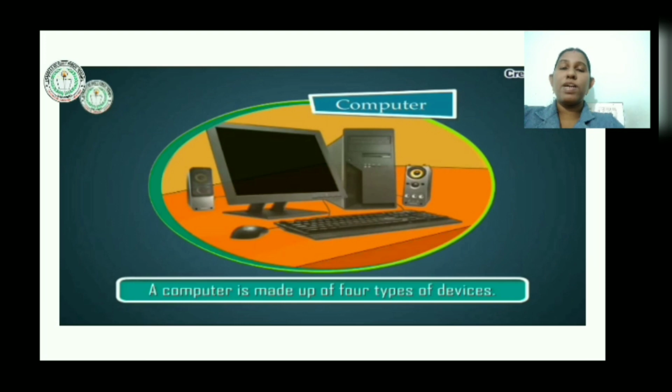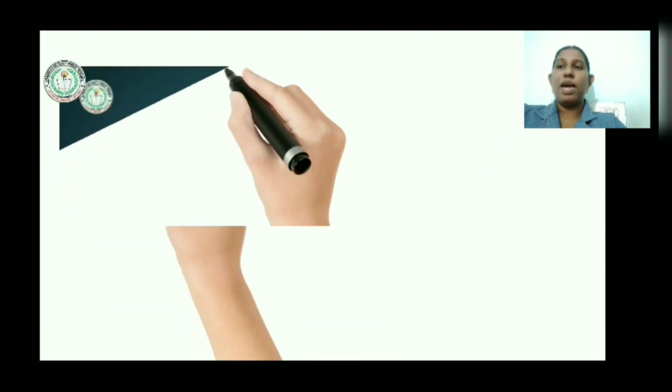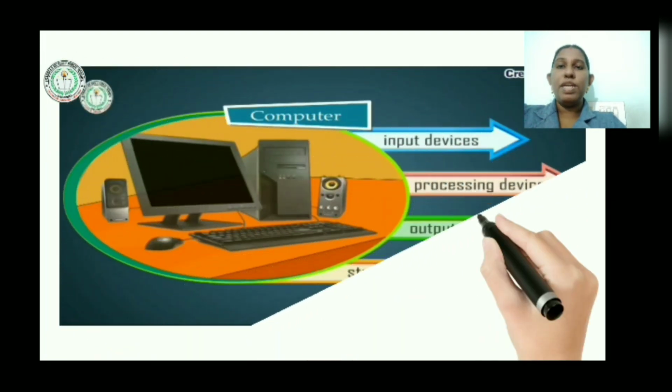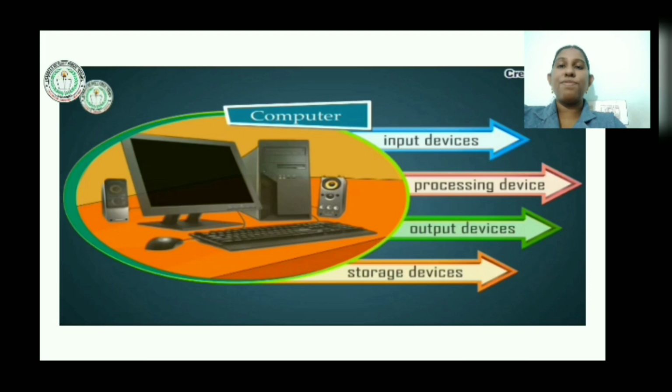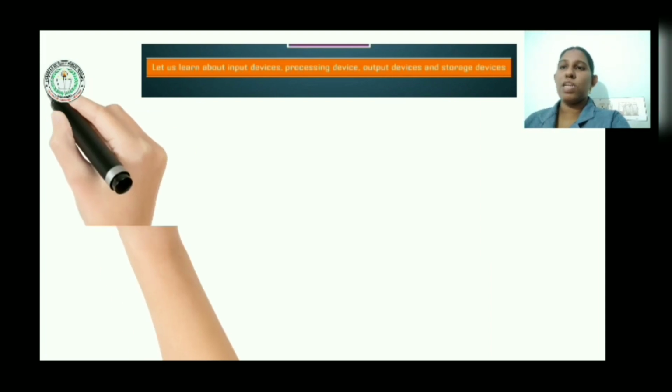A computer is made up of 4 types of devices. Let us learn about which are they. They are input devices, processing devices, output devices and storage devices. These 4 types of devices together make the computer. Let us learn about input devices, processing devices, output devices and storage devices.